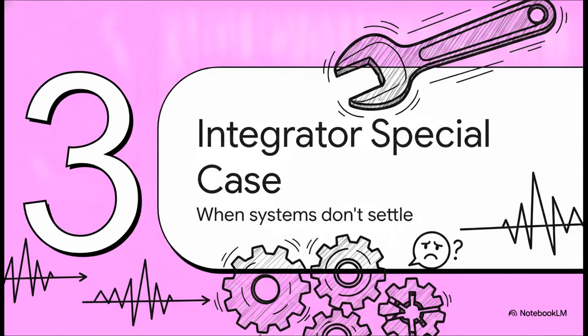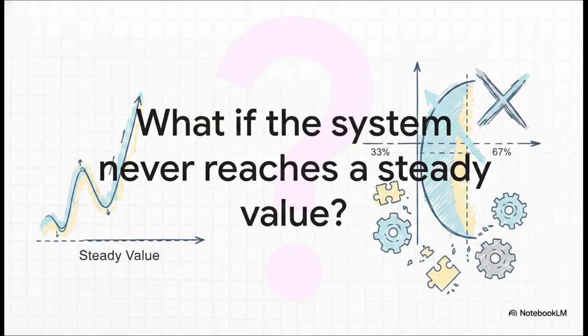All right, let's shift gears to Section 3, the integrator's special case. Let's talk about systems that just refuse to settle down. Think about this for a second. What if the system never reaches a steady value? We literally just spent all this time building a beautiful 4-parameter model based entirely on finding 33 and 67% of a final steady amplitude. But if the amplitude never stops rising, you don't have a final value. You don't have an S-shape at all. So our entire previous toolkit just became completely useless.